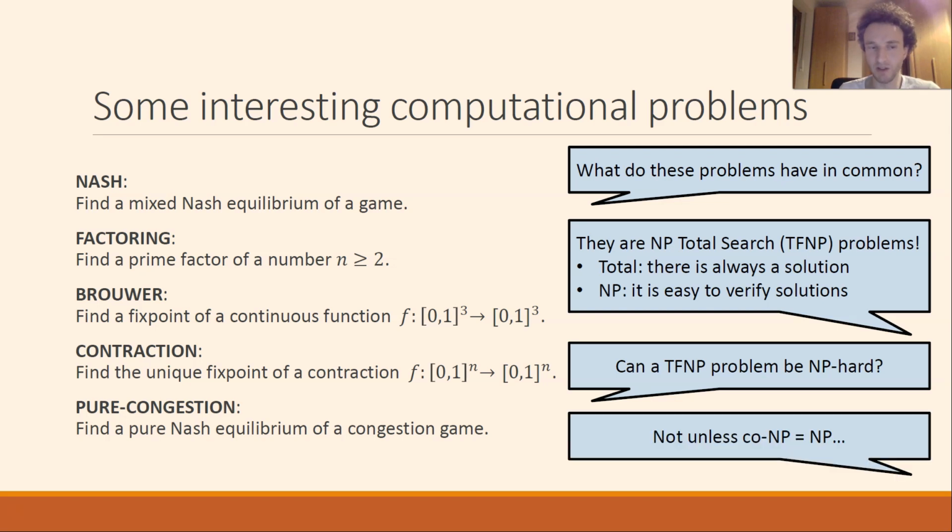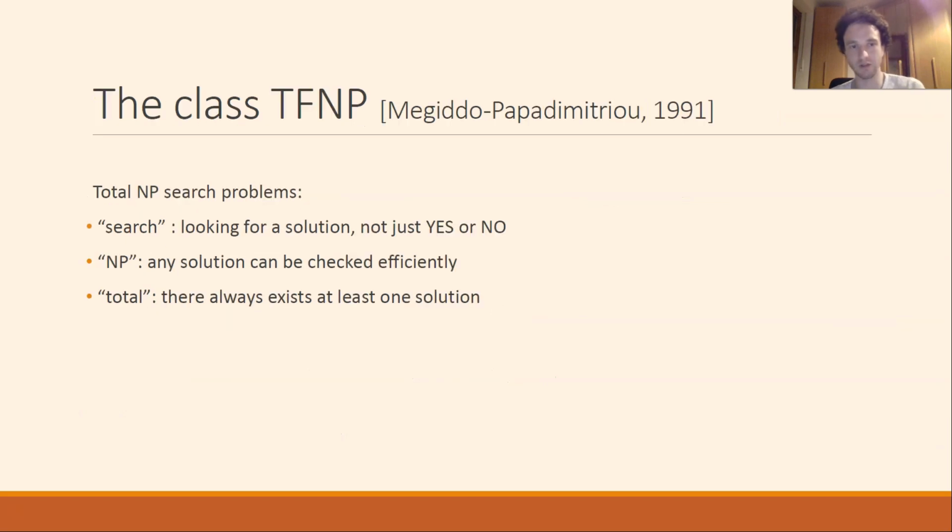And perhaps surprisingly, the answer here is no, not unless something very surprising happens, namely that co-NP equals NP. So unless this very surprising thing happens, no, we don't expect NP hardness to be a way to show hardness in this case. Let's take a closer look at this.